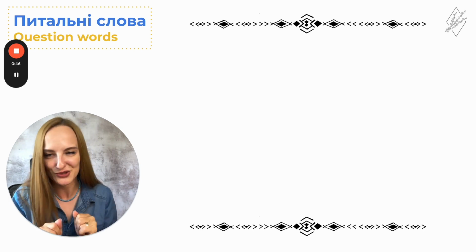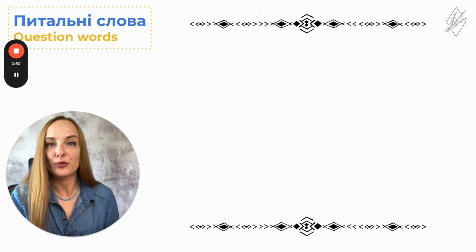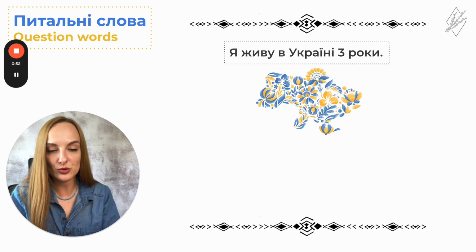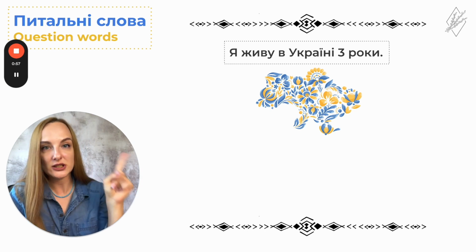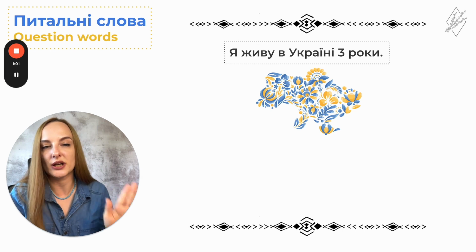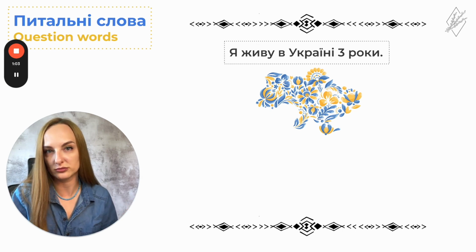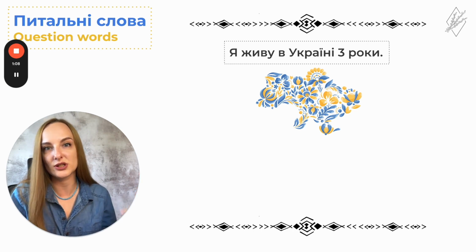So, the first type of questions that we use are the questions with question words. So let's take a look at this statement. Я живу в Україні 3 роки. How may I ask questions to this sentence?